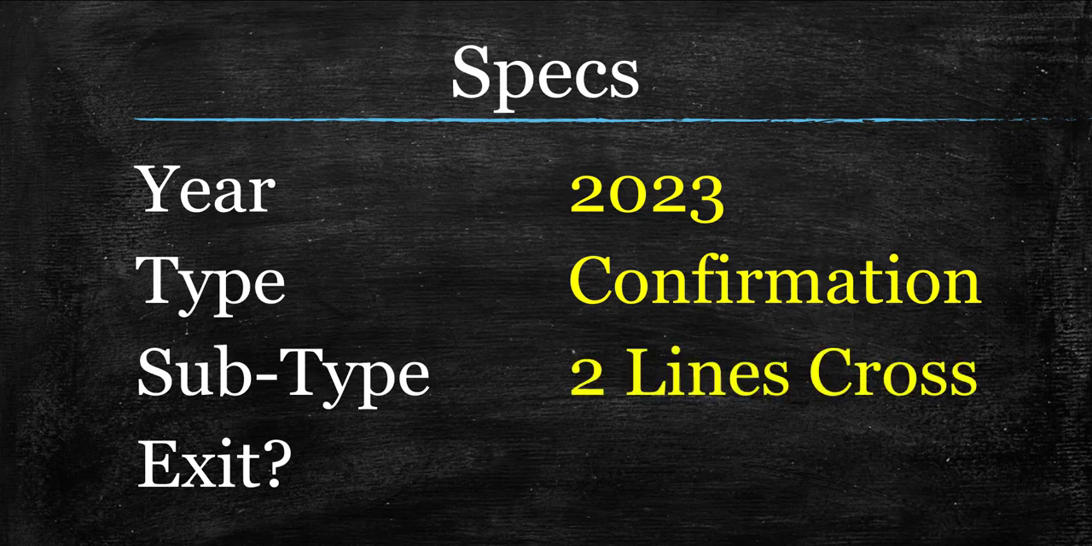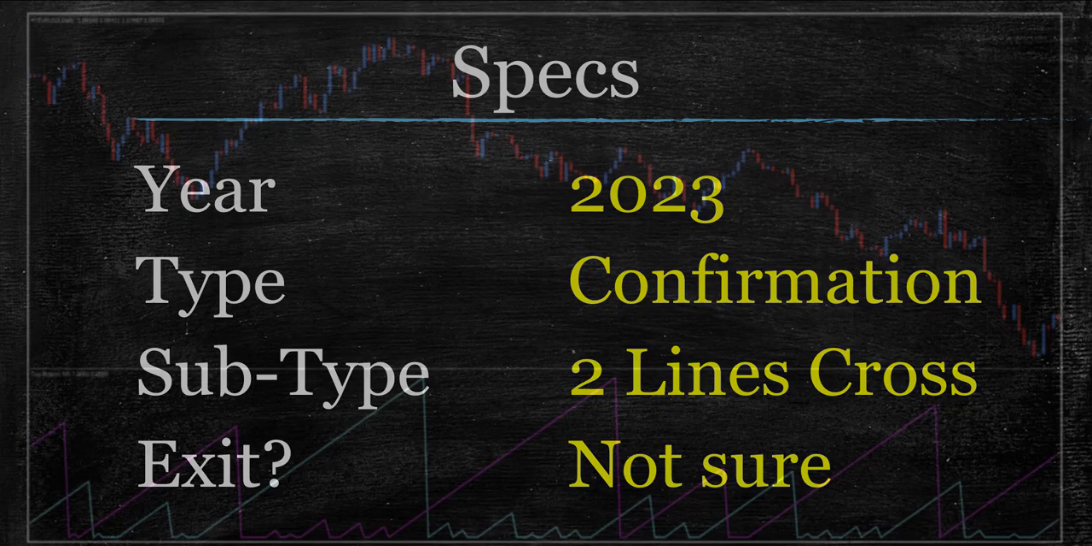Subtype is going to be a 2 lines cross. And as far as exits go, I normally like 2 lines crosses for exits, but you're going to see how this one moves. And if you've been watching these videos for a long time and you understand the way I think, you're going to understand why I'm a little bit hesitant to say this is going to be a good option for exits. So let's go ahead and look at it now.